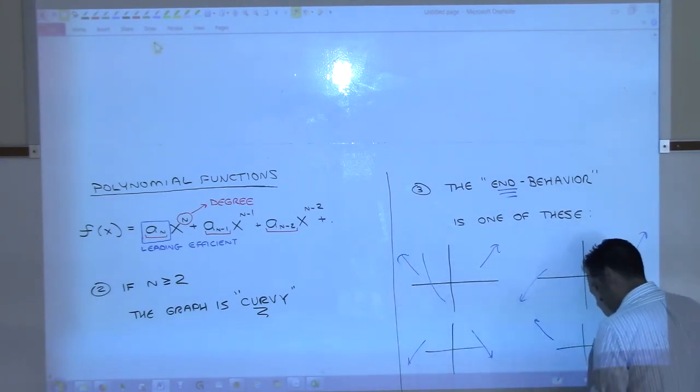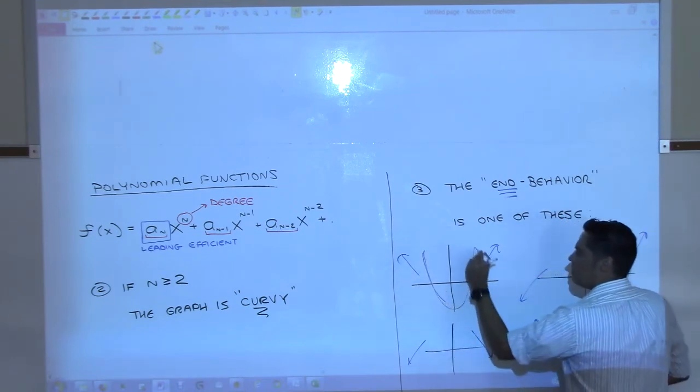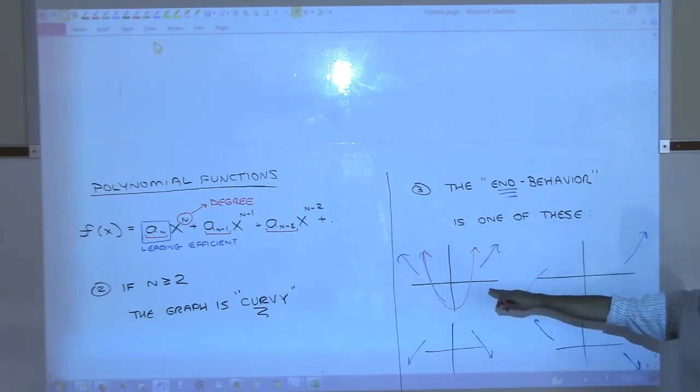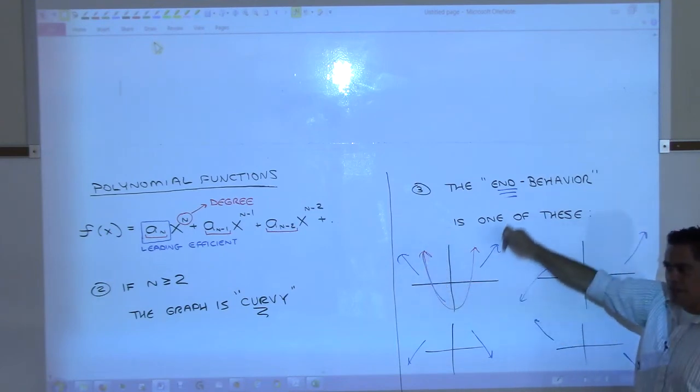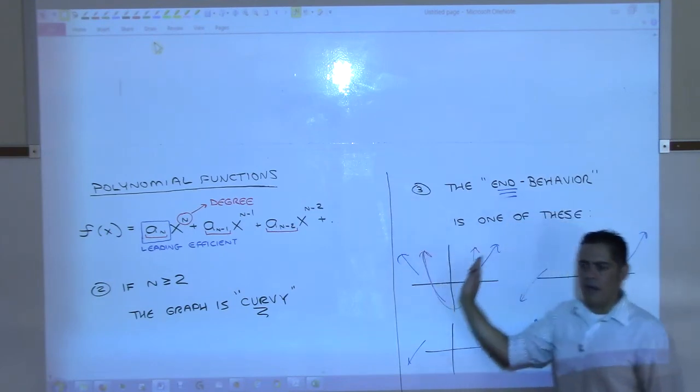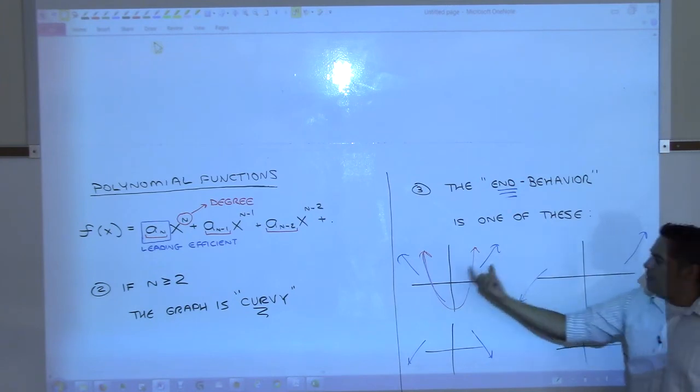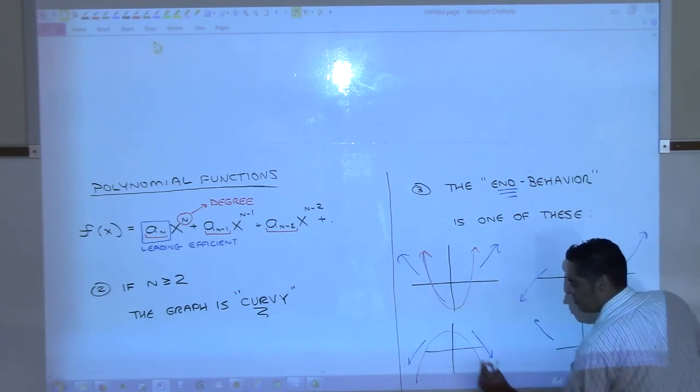Well, that was supposed to be red. Doesn't a parabola behave this way? Right? A parabola does this. On the left, it goes up forever. On the right, it goes up forever, right? And then if that parabola happens to be flipped over, it's like this, right?